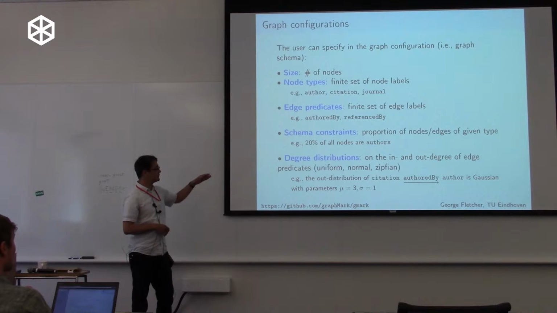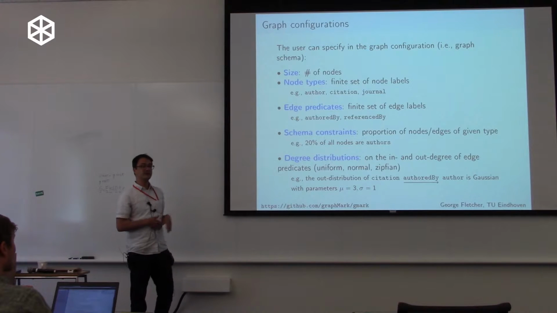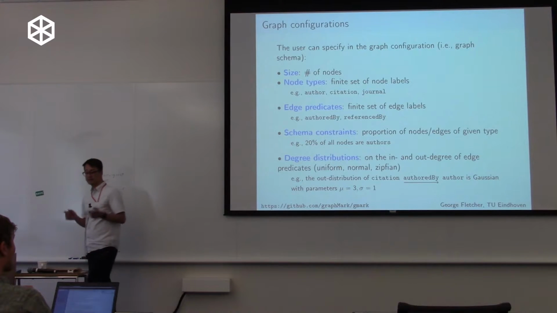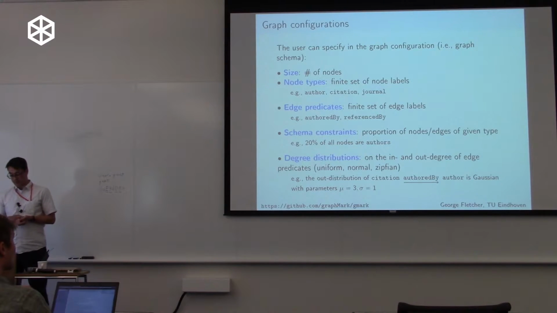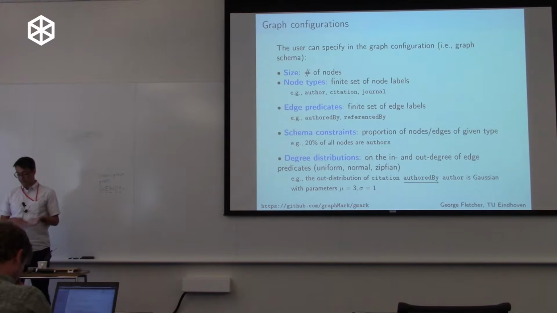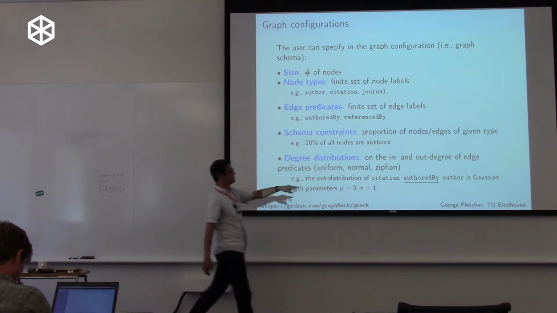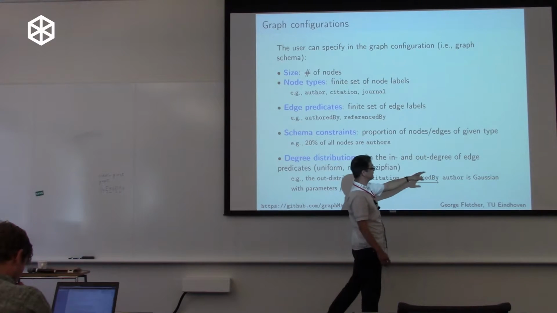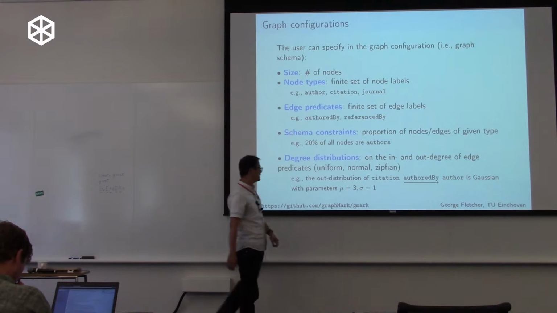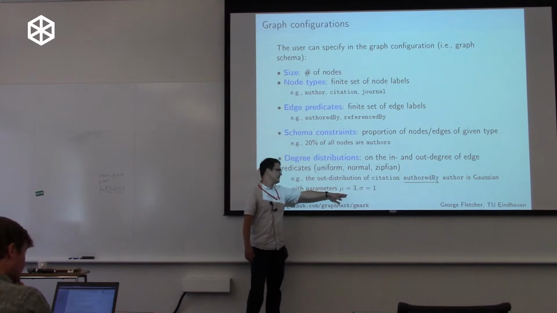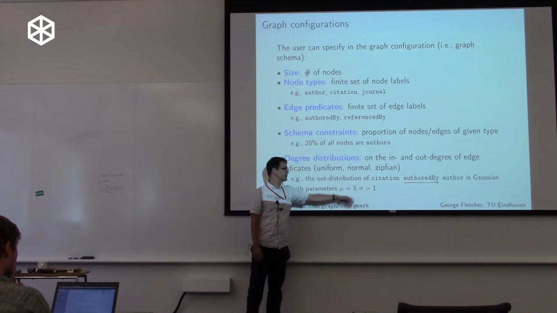And then we also can constrain the structure of the predicates holding between instances of the node classes, right? We do this by specifying the degree distributions on the in and out degree of edge predicates. Currently we support 3 distributions: uniform, normal, and Zipfian. So we can specify things like the out distribution of the authored by edge. Papers are authored by authors is Gaussian, so typically there's on average 3 authors on a paper with some standard deviation.